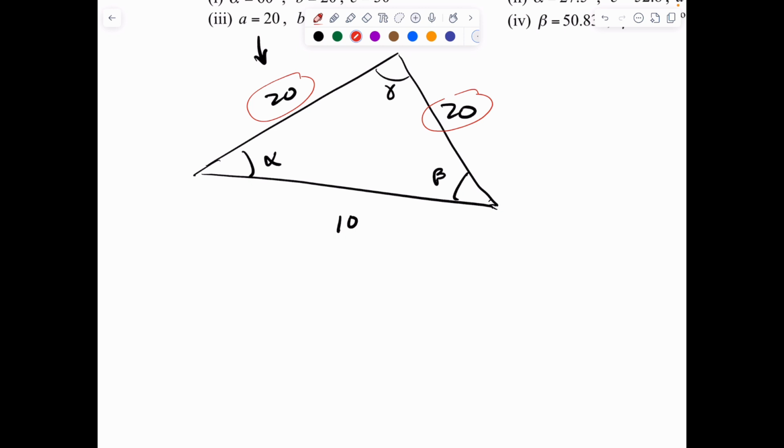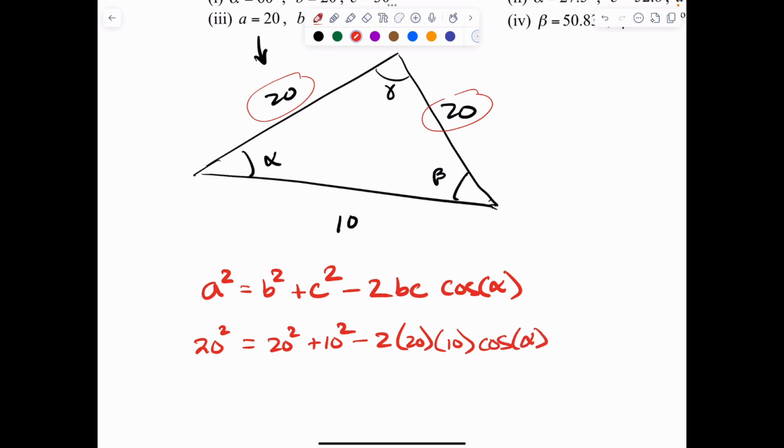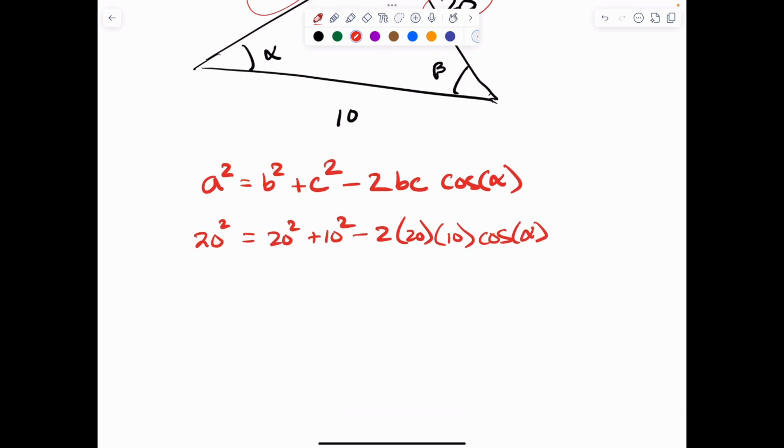So let's do alpha. So you have a squared is equal to b squared plus c squared minus 2bc times the cosine of alpha. And so using the numbers we have up there, I have 20 squared is equal to 20 squared plus 10 squared minus 2 times 20 times 10 times the cosine of alpha. And we'll just do some simplification here. Let's see, I have 100 on the left, negative 100, and negative 400 cosine of alpha on the right.